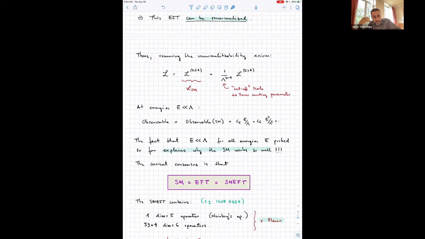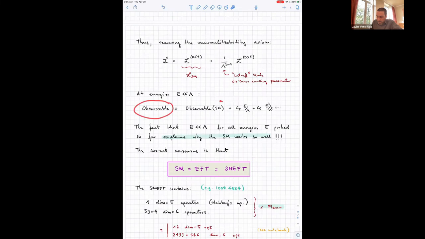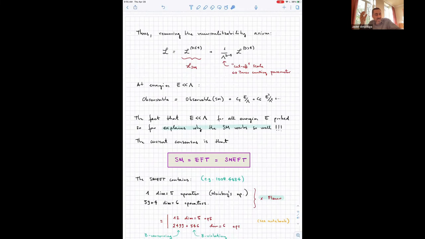So any observable will be the observable calculated in the standard model plus contributions from operators of dimension five, contributions of operators of dimension six, et cetera. Okay. Now, what is this lambda? This lambda is a physical scale. This lambda is some BSM scale, some physical thing. I call it BSM, but it's just some physical thing. So it's some vacuum expectation value or some composite density, whatever it is, okay? It's something going on at higher energies, okay? So this is a physical thing.